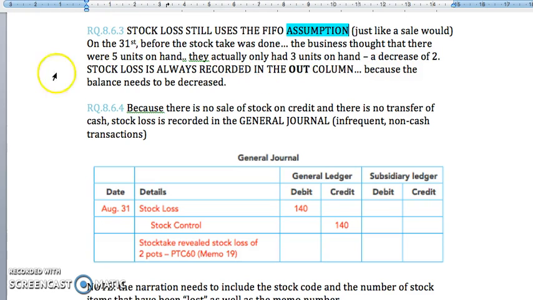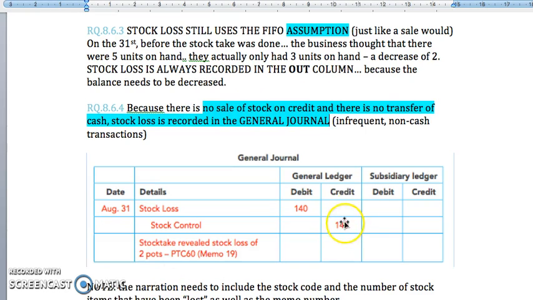The business thought that there was 5 units on hand. They actually only had 3 units on hand, a decrease of 2. Stock loss is always recorded in the out column. Because there is no sale of stock on credit and there are no transfer of cash, stock loss is recorded in the general journal. It's an infrequent non-cash transaction. Therefore, we put it in the general journal.